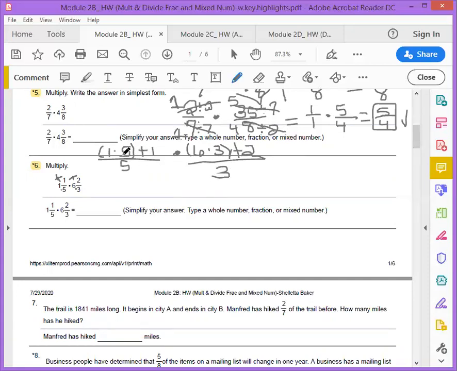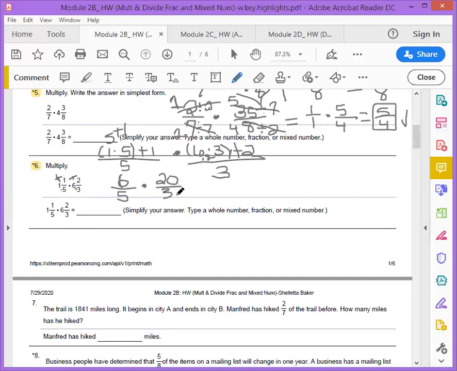Now we just want to simplify here. 1 times 5 is 5 plus 1. So that becomes 6 in the numerator divided by 5. Times, here we have 6 times 3, which is 18. And 18 plus 2 becomes 20 in the numerator. Remember, the denominator is 3.